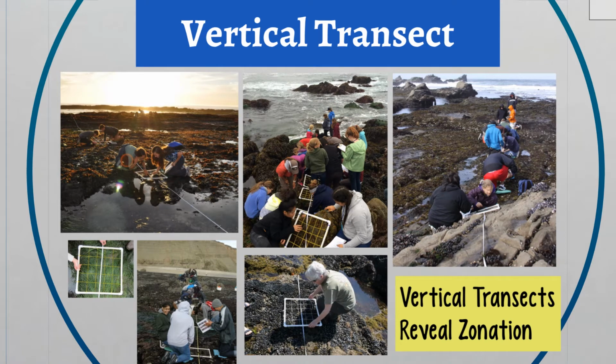A vertical transect is a line along which data is collected that stretches from the high intertidal zone to the low intertidal zone. Scientists often use bolts to ensure that they revisit the same spot each time they monitor. Monitoring takes place using quadrats at regular intervals along the transect. Vertical transects are used to reveal zonation and changes in species distribution and abundance.